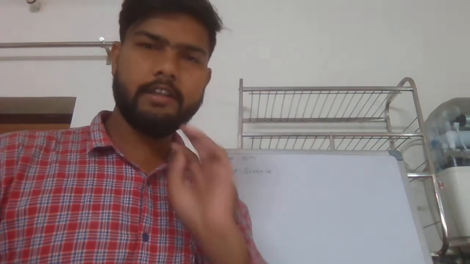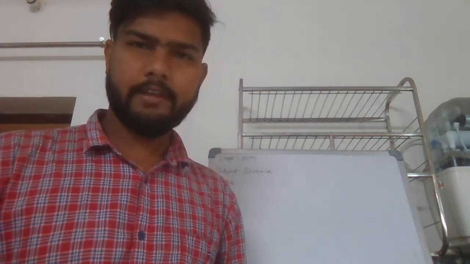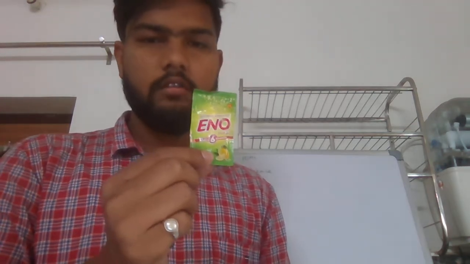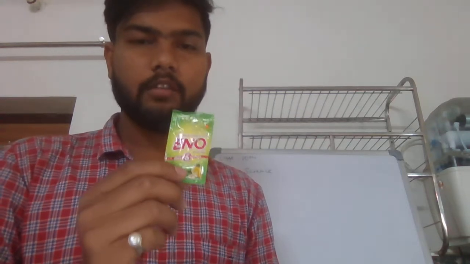So today we will discuss a new topic. What can you observe inside this? You can see that there is water inside this cup. And here, what can you see? Here you can see this is a pouch of Eno. So tell me your observation. This is Eno and this is a cup of water.